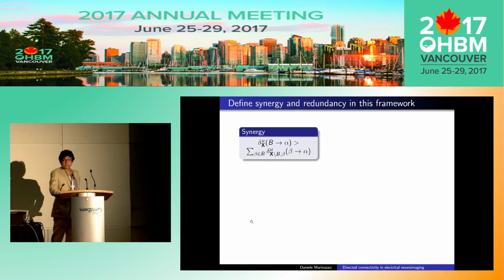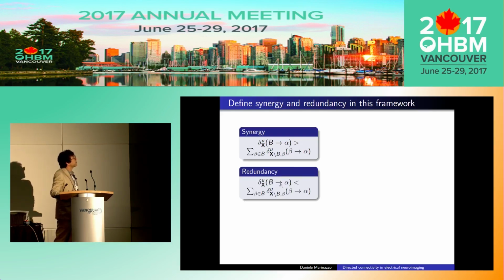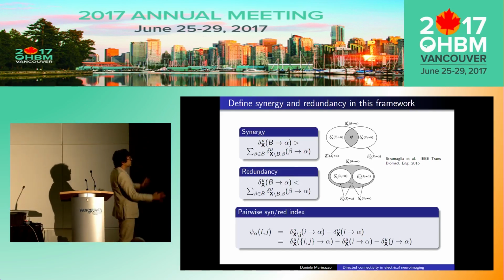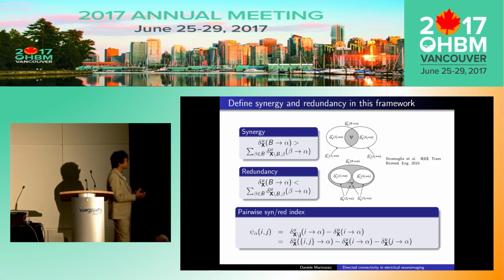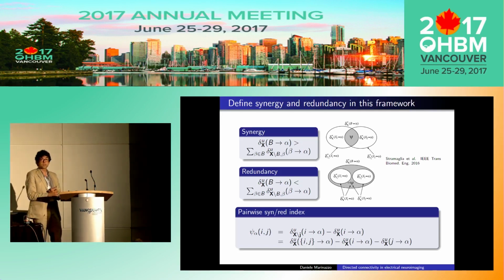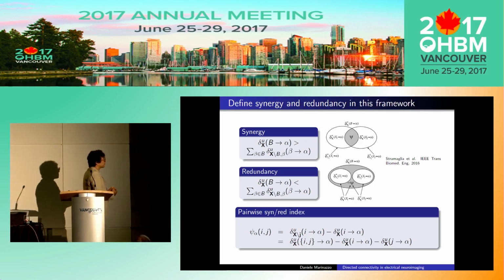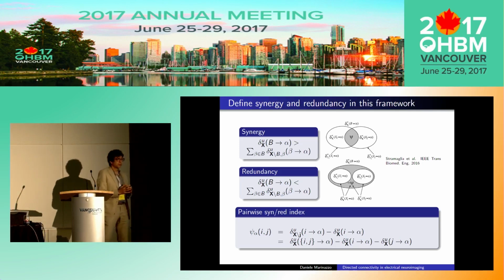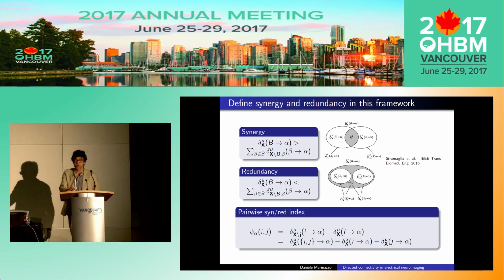So in this case, we can define synergy when the Granger causality of the group of variables is greater than the sum of the contributions, and redundancy in the opposite case. And so we have a Venn diagram of the joint information and a pairwise index of the balance of synergy and redundancy. So an index which is positive for redundancy and negative for synergy. This tells us how we can quantify the joint information shared by variables on the future of a system, and to isolate multiplets of variables based on their informational content.